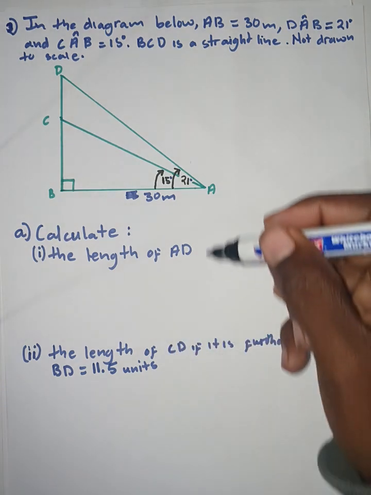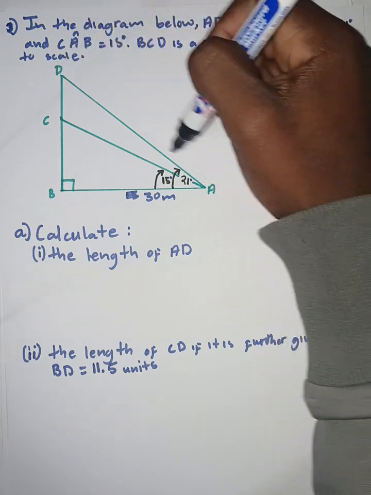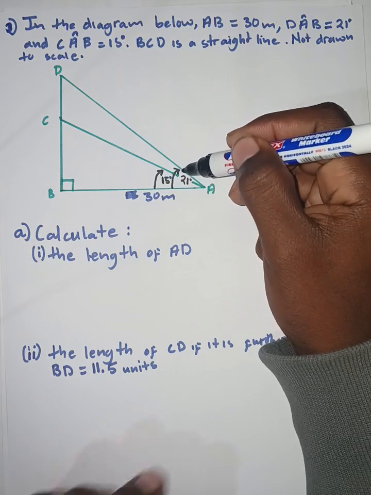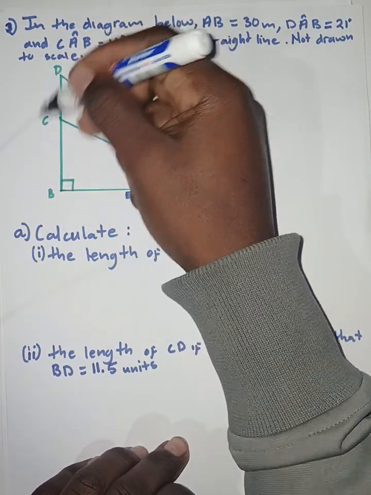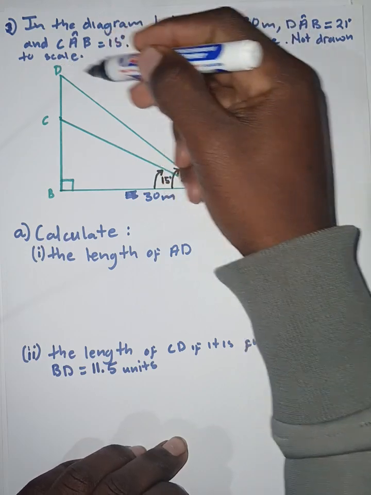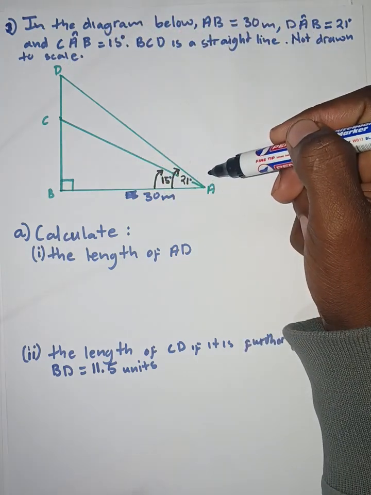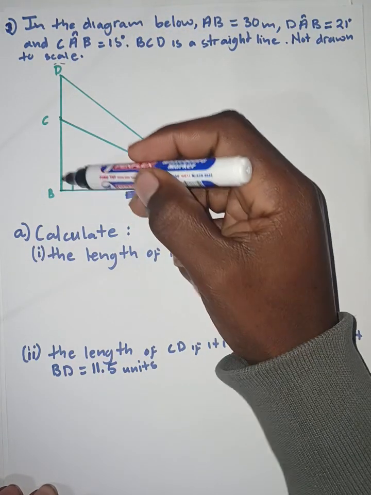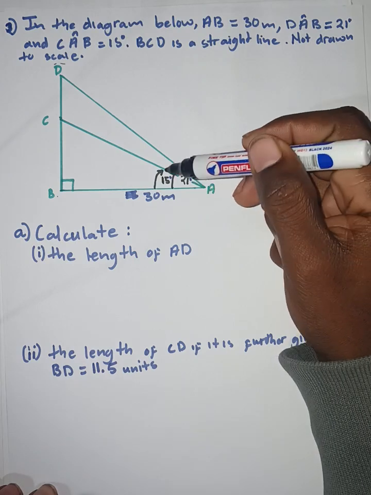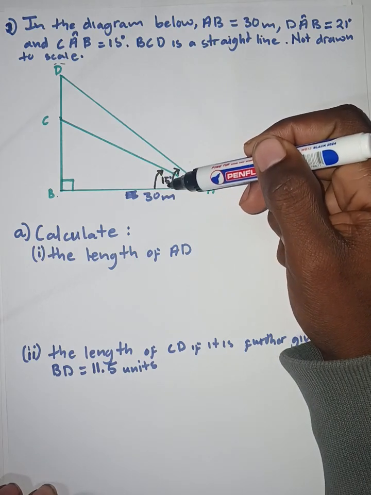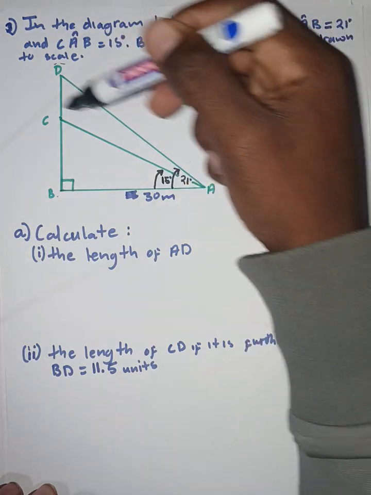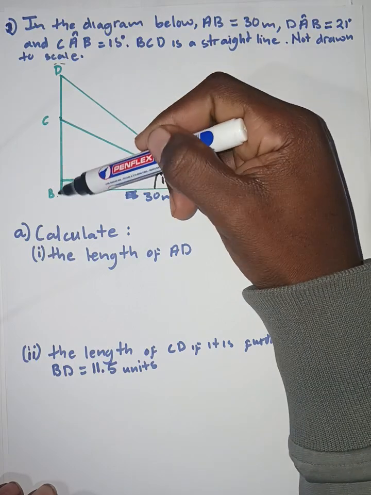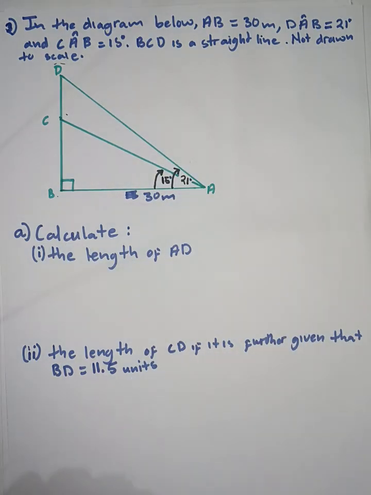Now where is AD? Of course AD would be that hypotenuse. If I'm using that 21 degrees, this would be the side opposite, and this would be the adjacent, but this one here would be the hypotenuse, when I'm looking at that big right angle triangle. When I'm looking at the smaller one, which is BCA, the angle is 15, the hypotenuse would be CA or AC, the opposite would be BC, and the adjacent will still be AB.